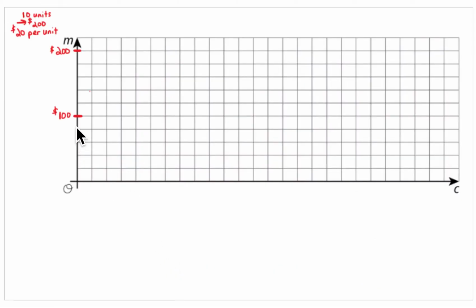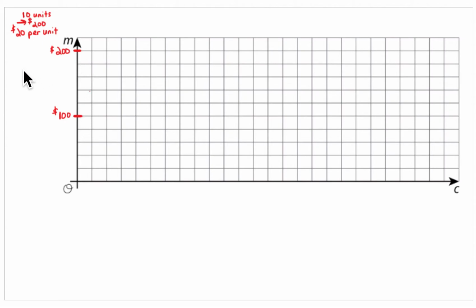So you count the number of units along the y-axis, and you find out that there's 10 of these lines, and you want to go up to $200. So 200 divided by 10 means that each one of these lines is $20. So this is $20, $40, $60, $80, $100, $120, $140, $160, $180, $200. So that's the scale. So what value are you going to put for each of these marks? I'm going to put $20. So this becomes $100. This becomes $200.